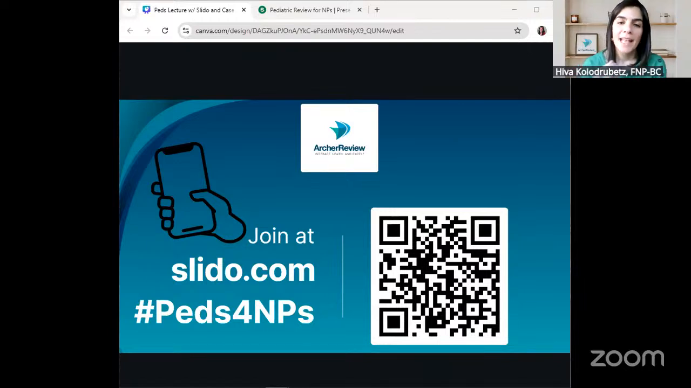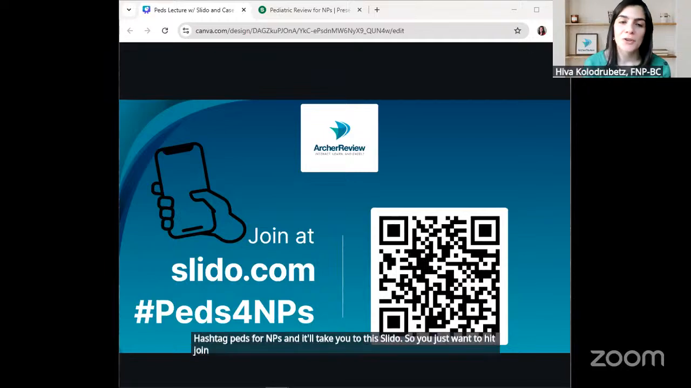If you haven't used Slido, you're going to go ahead and scan this QR code, and I'm going to do this with you guys today as well, just to make sure that we're all comfortable using Slido. So you can use your phone to scan that QR code. If you're watching this webinar on your phone, you can go to slido.com and put in the hashtag PEDS for NPs, and it'll take you to this Slido. So you just want to hit join Slido and you'll be there ready to participate.